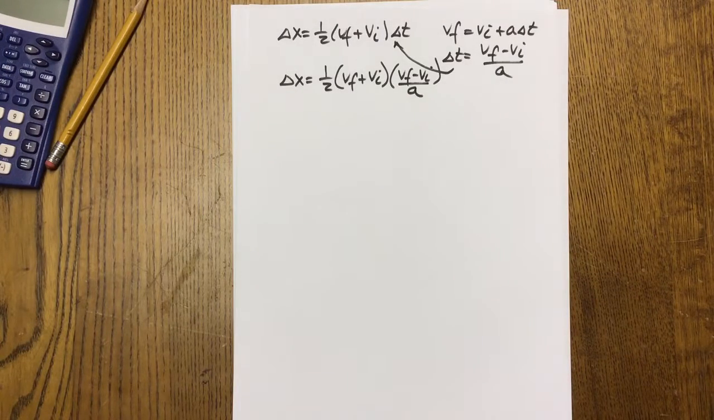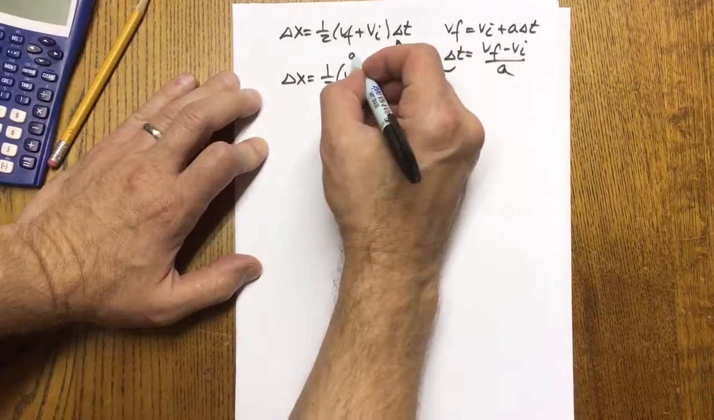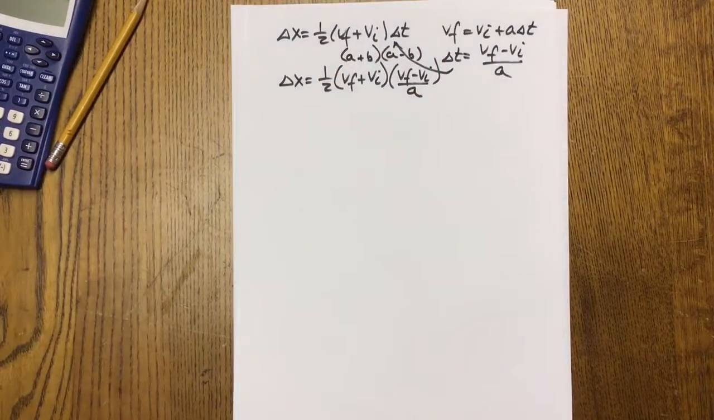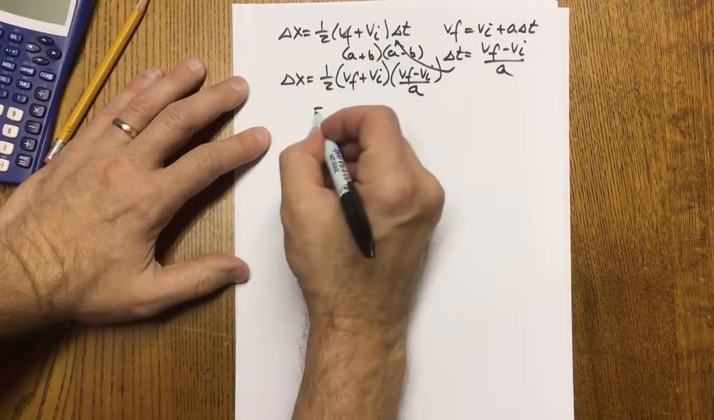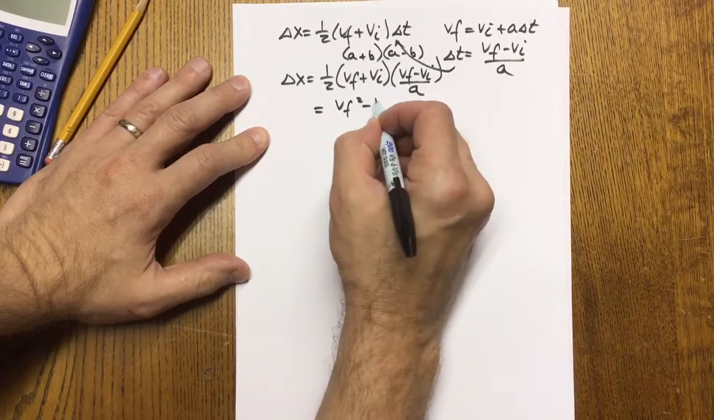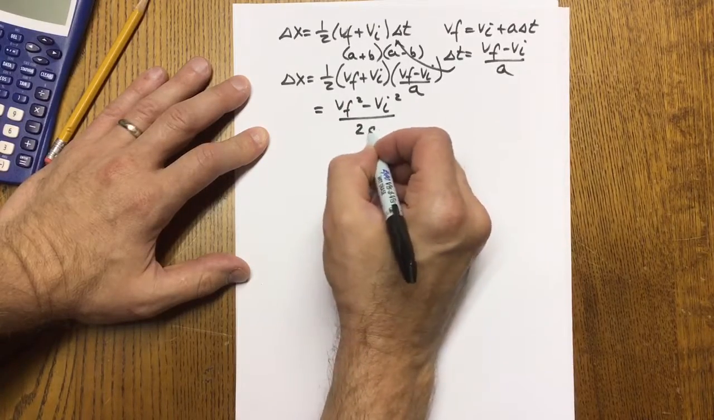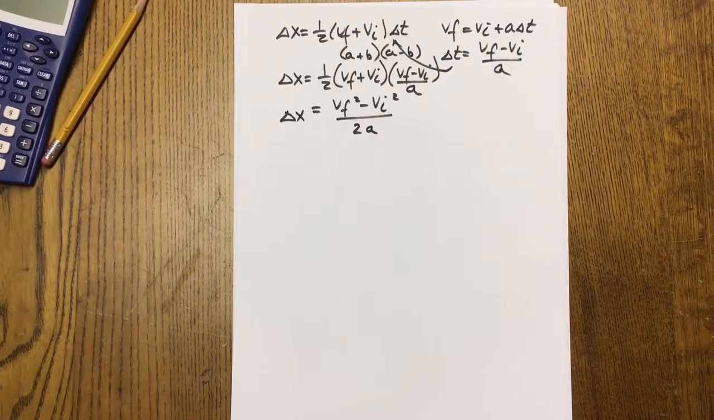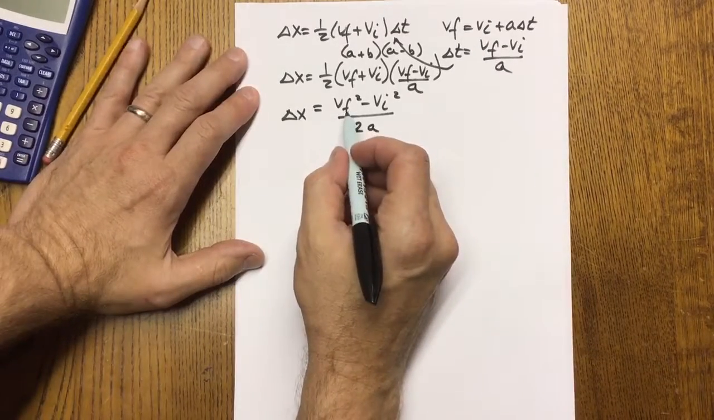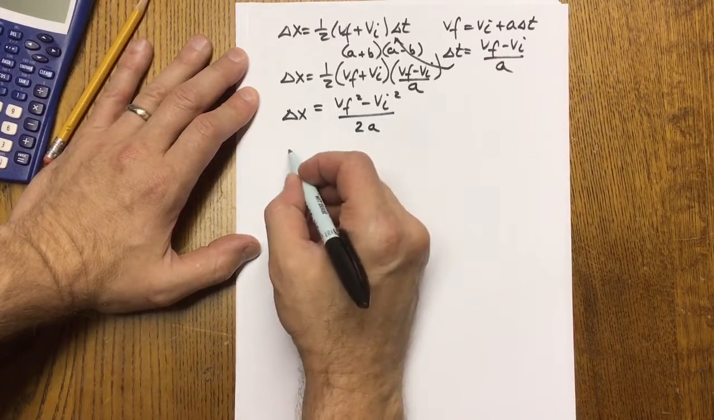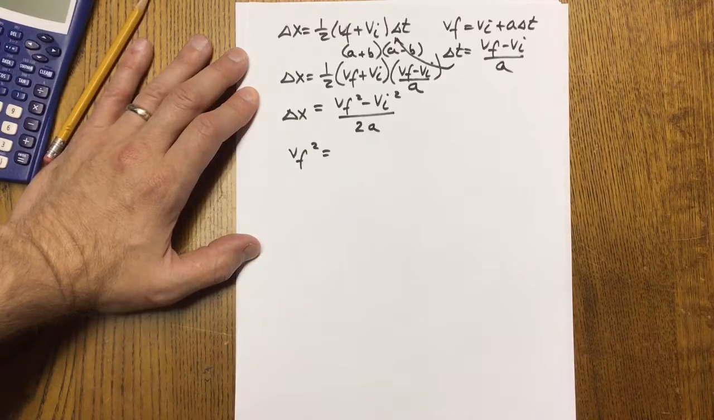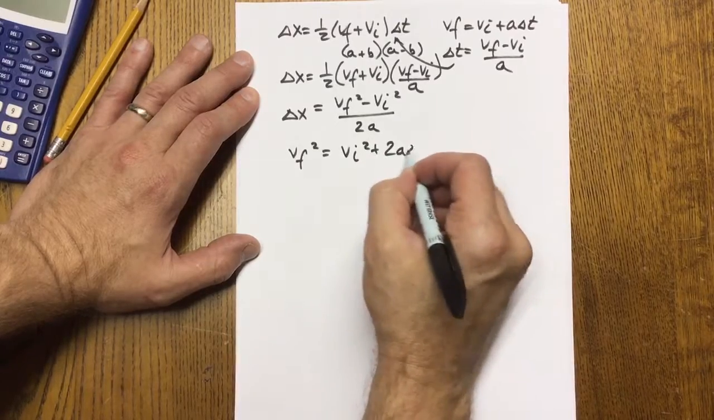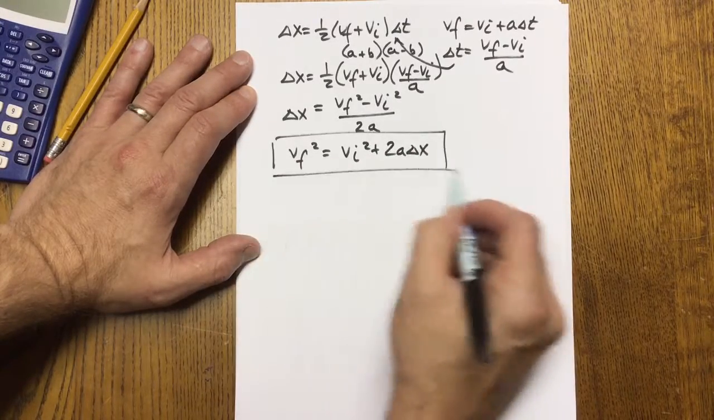Okay, no worries. Remember, this starts to look a lot like our function (A plus B)(A minus B), and that generates a perfect square, doesn't it? So that is going to be VF squared minus VI squared all over 2 times the acceleration, equal to delta x. Now, generally, this equation is expressed as a function of VF, in this case VF squared. So VF squared is going to be equal to VI squared plus 2A delta x. So that's equation 3.